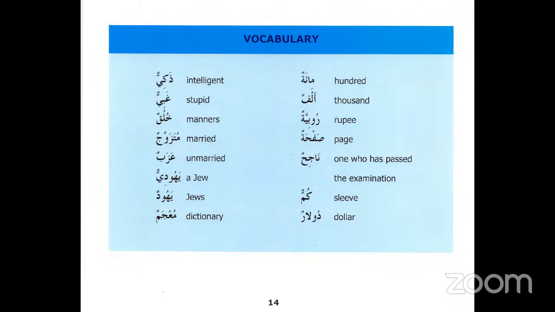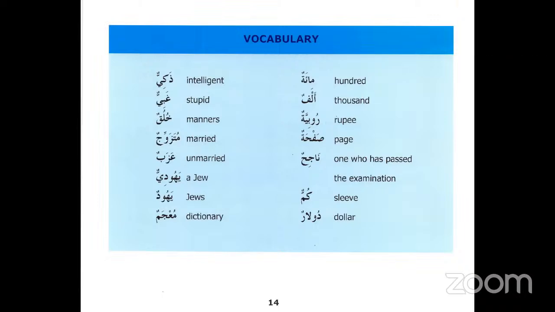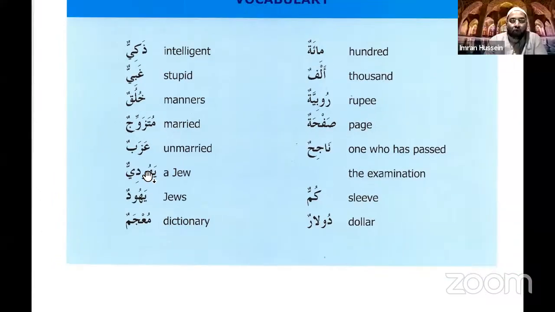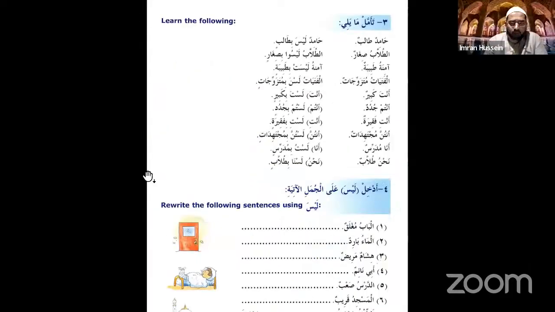Vocabulary. Miato, 100. Alfun, 1000. Rubiato, rupee. Safhatun, page. Naji'un, one who has passed the exam. Kummun, sleeve. Dolarun, dollar. Zakiyun, intelligent. Ghabiyun, stupid. Khulkun, manners. Mutazawwijun, married. Correct. Azabun, unmarried. Yehudiyun, Jew. Yehudun, Jews. Mu'jamun, dictionary. Correct. Right. Okay.